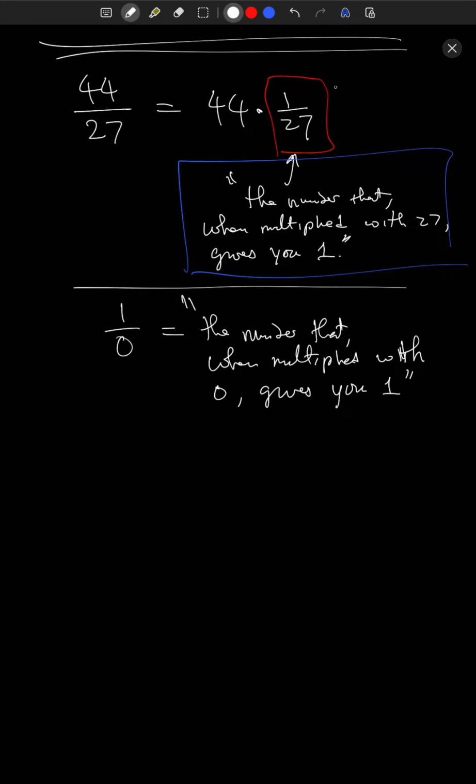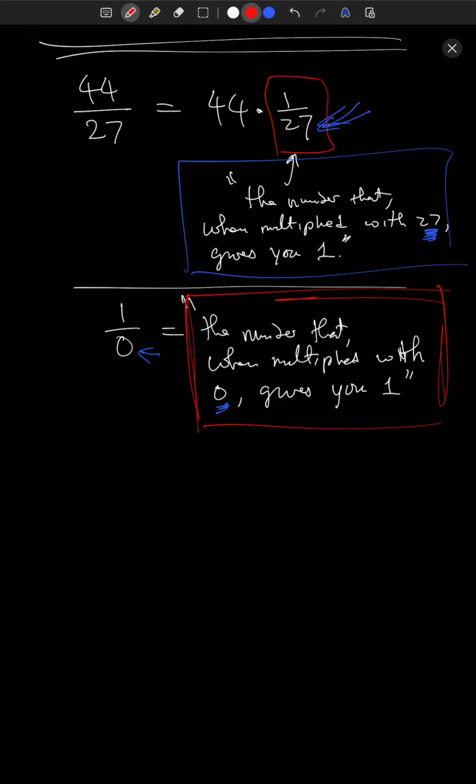Right? I'm just replacing this denominator here, the 27, with a 0. So literally it's the same idea, okay? Now, if we think about this right-hand side, this quantity in quotes, what is the number that when you multiply it with 0 gives you 1? Well, one of the most important properties of 0 is that anything multiplied to 0 gives you 0.